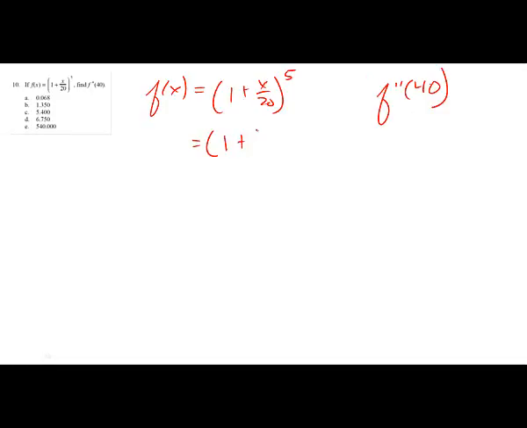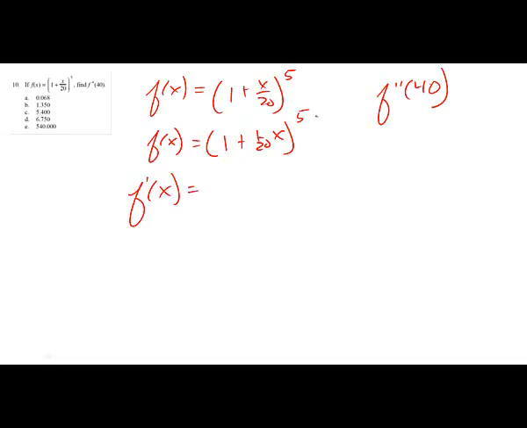Okay, so it says that f(x) equals (1 plus x over 20) to the 5th power. And they want us to find the second derivative evaluated at 40. Okay, so we got to start by finding the first derivative. Think about this, though, as 1 plus 1/20th x. So it isn't a quotient rule. It's actually a fairly basic function. It's just got a funky coefficient.